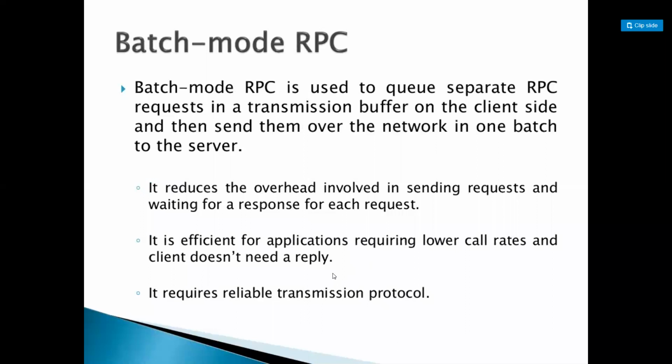The last one is batch mode RPC. First one is callback RPC, second one is broadcast RPC, third one is batch mode RPC. This mode of RPC is used to queue separate RPC requests in a transmission buffer on the client side and send them to the server over the network in one batch.